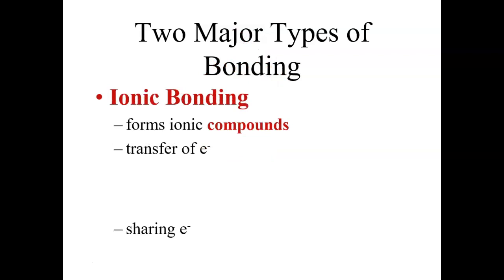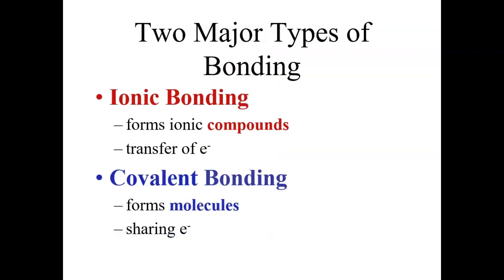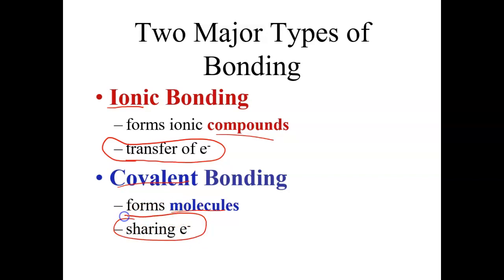There are two major types of bonding, and we already kind of talked about them when we were naming our compounds and our molecules. Ionic bonds form ionic compounds and they transfer electrons. Covalent bonds form molecules, and they share electrons. We're going to look at all aspects of this. Those are the two major types of bonding.